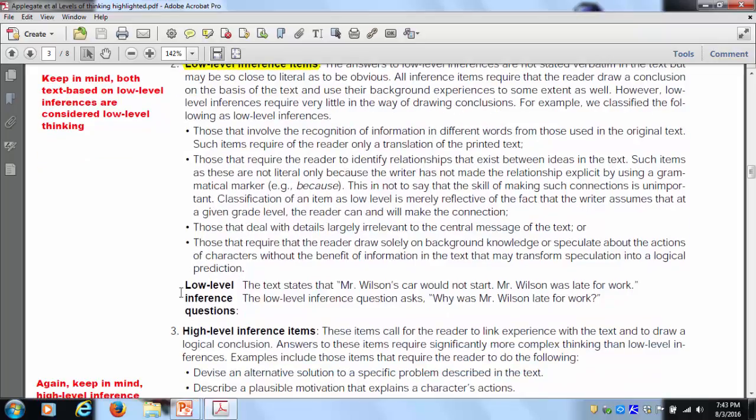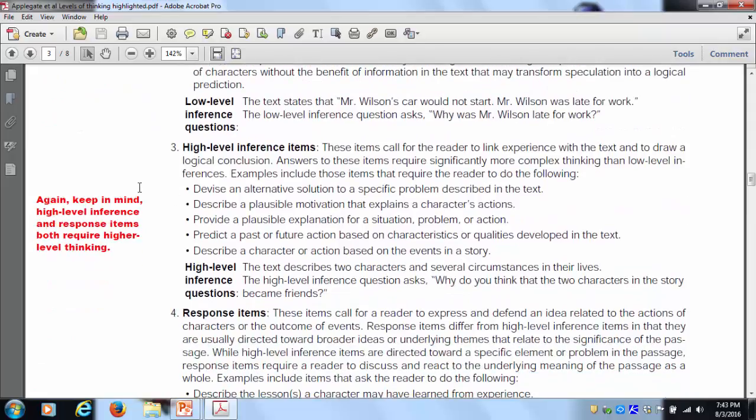For instance, the text says, Mr. Wilson's car would not start. Mr. Wilson was late for work. And look at the question: why was Mr. Wilson late for work? The only thing that's missing here is the actual word. So you have a shortened sentence and you make an inference, but it's so low that we categorized those together and called them text. Then we move to high-level inference.